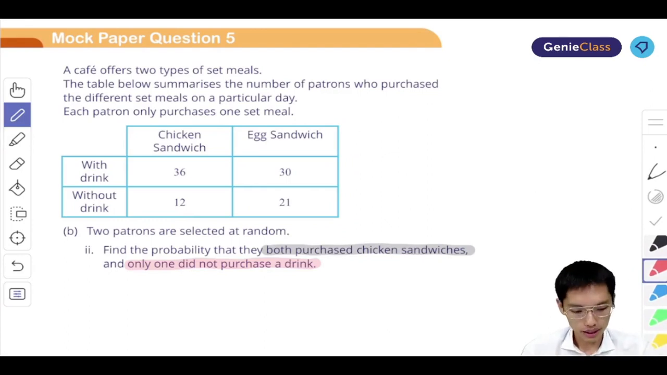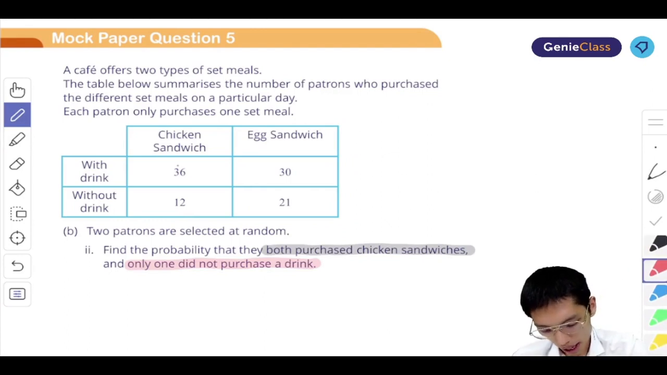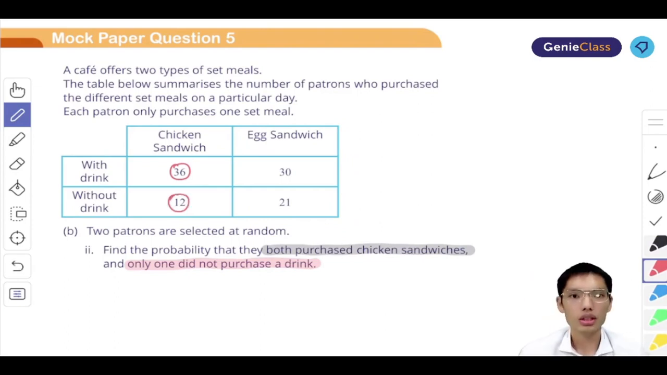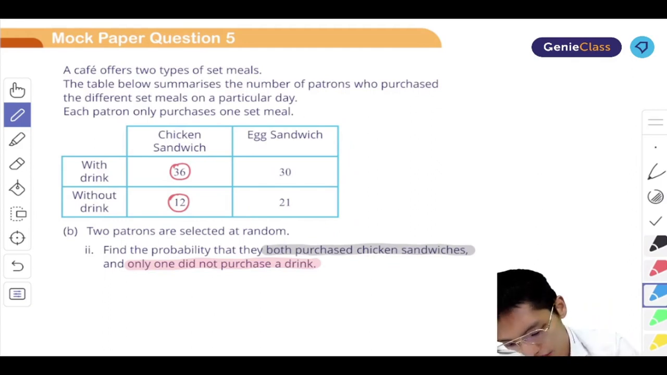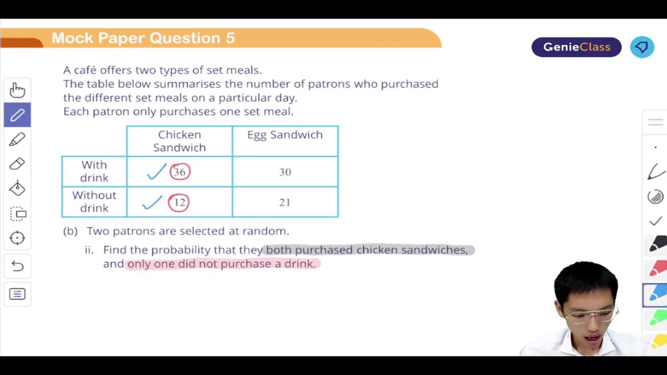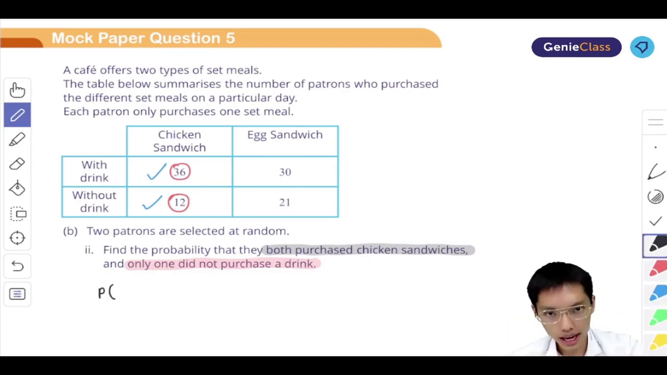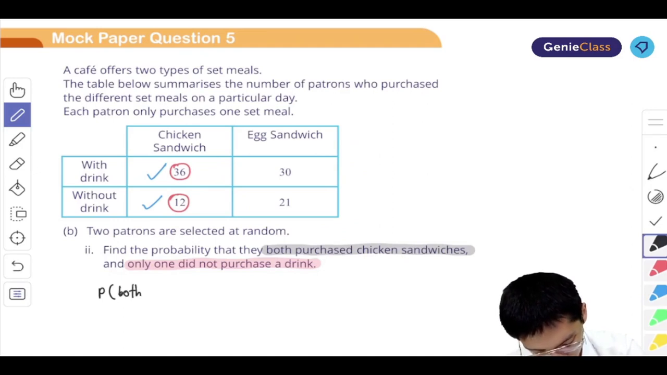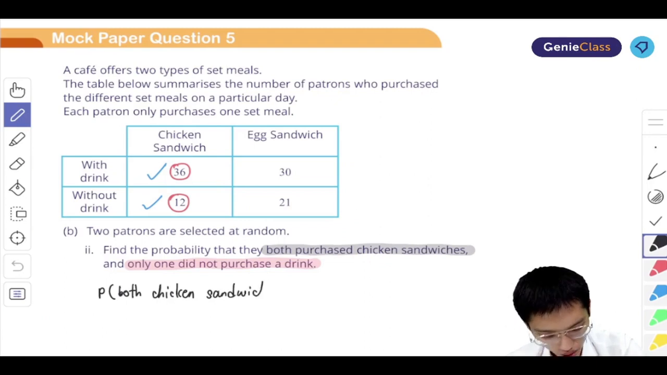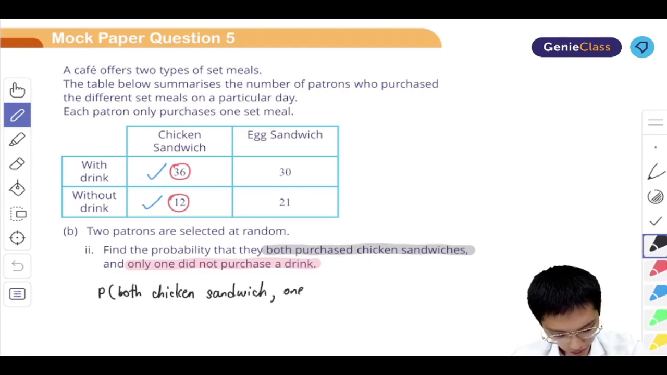So what is the way? There are a few combinations. I want both purchased chicken sandwich, and only one did not purchase a drink. So possible combinations: one is with, one is without. How would I do this? Probability as such is both chicken sandwich. Take note, let me just write it out. One with drink, one without. If you are able to draw a tree diagram, please do draw.